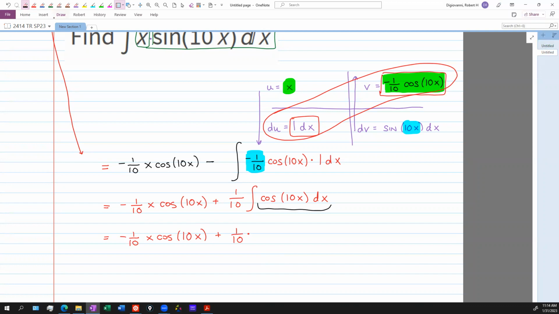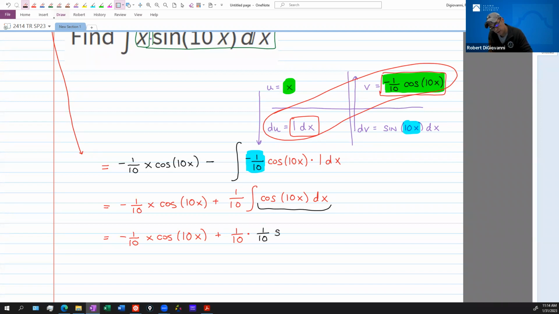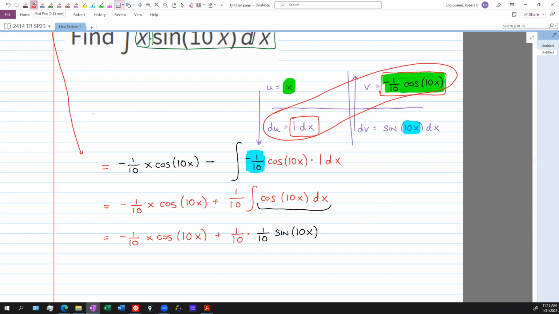Anyone? Negative sine 10x times 10. Negative, wait, hold on. Do we need a negative? We're taking the antiderivative of cosine, so it's just sine. Just sine, right? 1/10 sine. Okay, so we need the 1/10 to scale out that 10 that comes out if we were to do a chain rule derivative on this. So the antiderivative of cosine is positive sine 10x, but we need the 1/10 to kill off that 10 if we were to take the derivative. And I'm missing something. Plus C. Yeah, plus C.